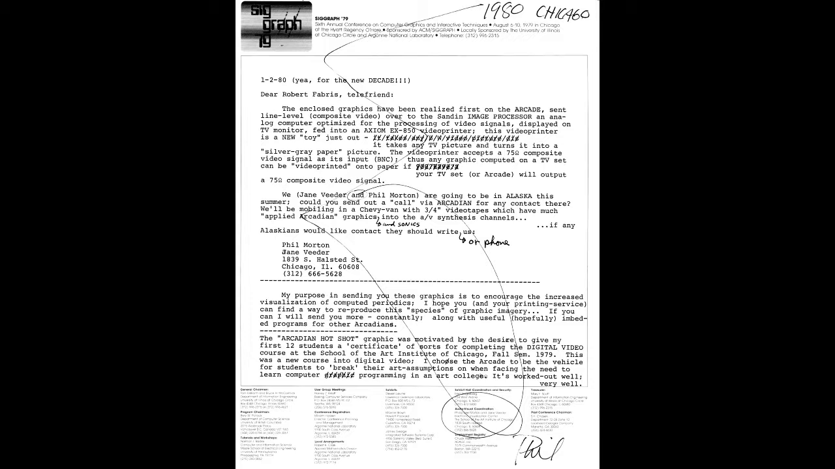I mentioned earlier in the statement that I read that Bob Fabris wrote in the Arcadian that Phil was putting out a call for anyone who might be in Alaska. And here he talks about exactly what he's doing. He says, we, Jane Veeder and Phil Morton, are going to be in Alaska this summer. Could you please send out a call via the Arcadian for any contact there? We'll be mobiling in a Chevy van with 3/4-inch videotapes, which have much applied Arcadian graphics into the AV synthesis channels. If any Alaskans would like to contact us, please write or phone. And he gives his address.